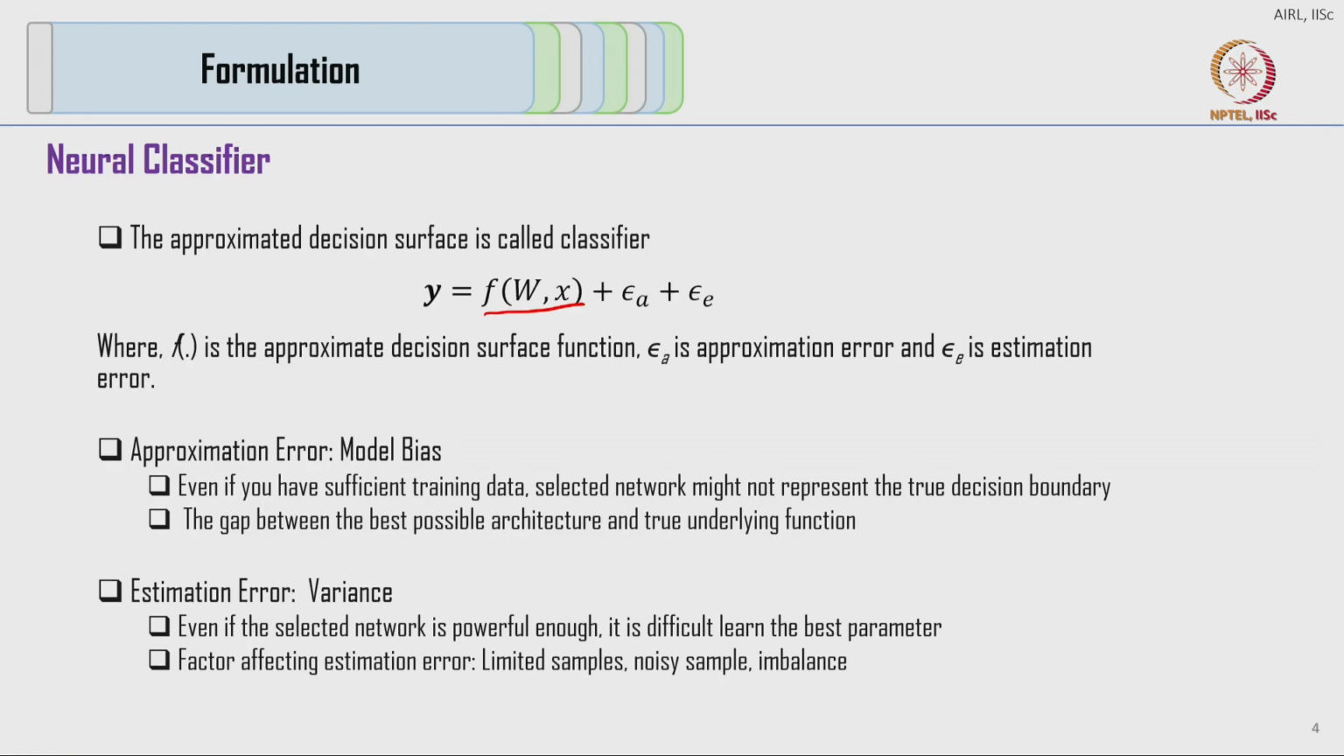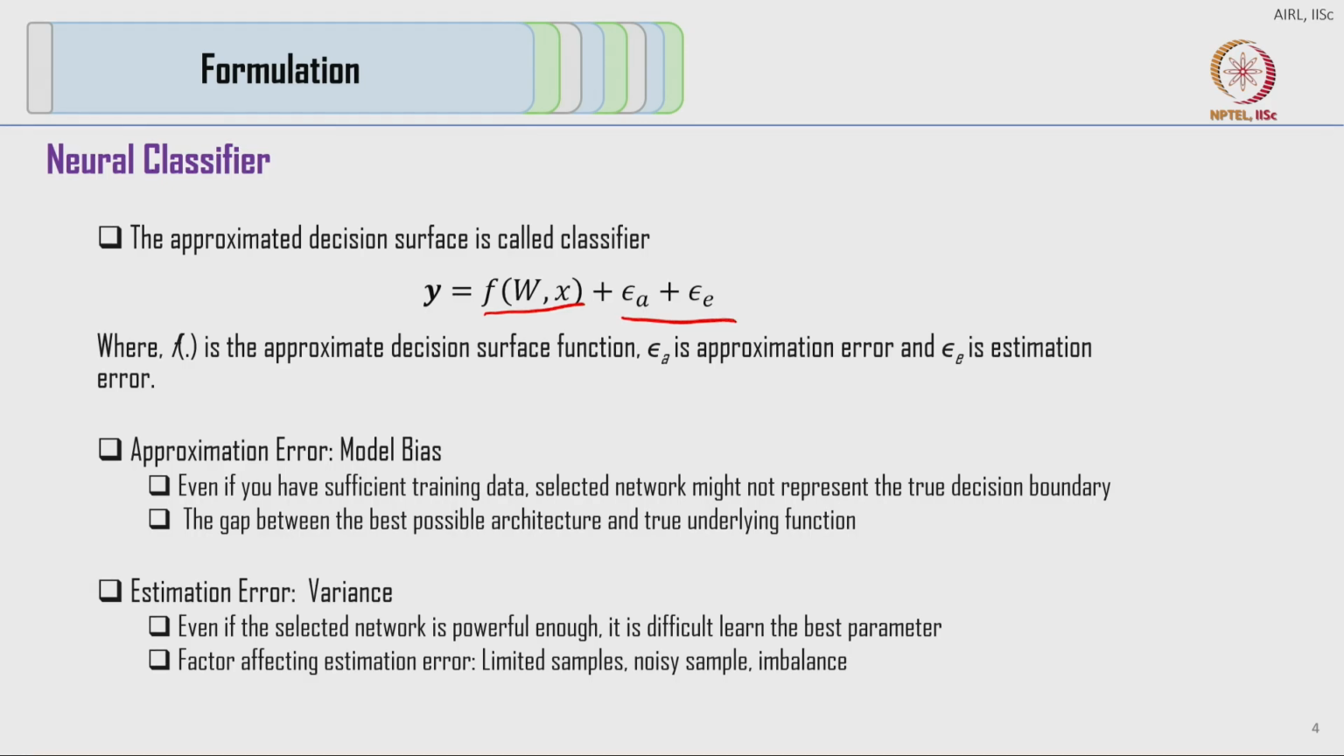X is the input feature. When I approximate the relationship between x and y, I will have an error. Two errors come into the picture: epsilon A and epsilon E. F is the function I am trying to approximate. That's the decision surface that I'm trying to approximate. Epsilon A is nothing but the approximation error. Epsilon E is the estimation error.